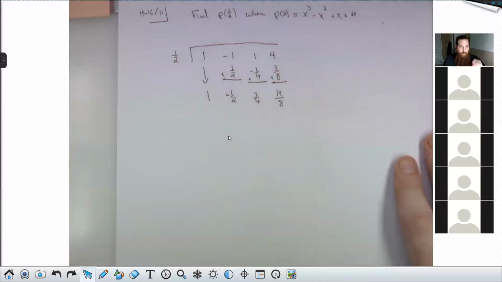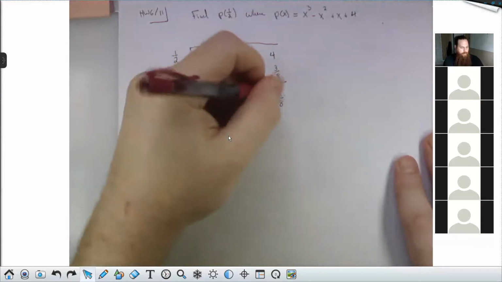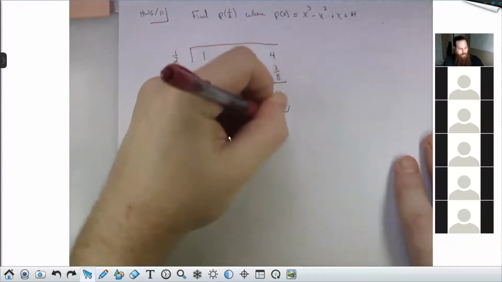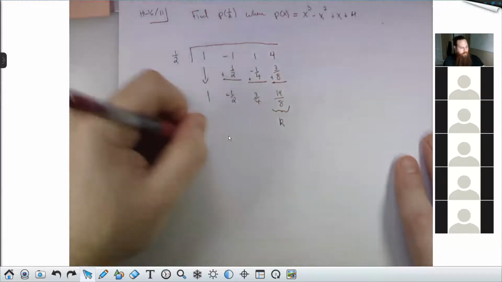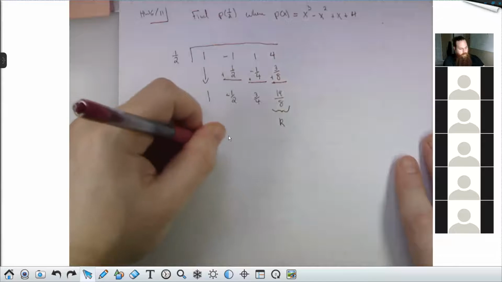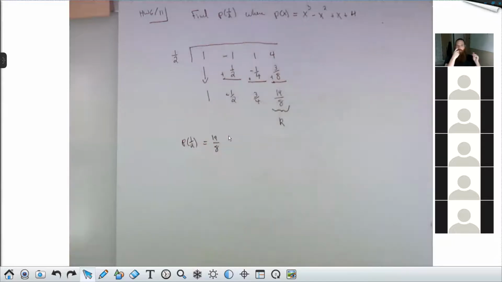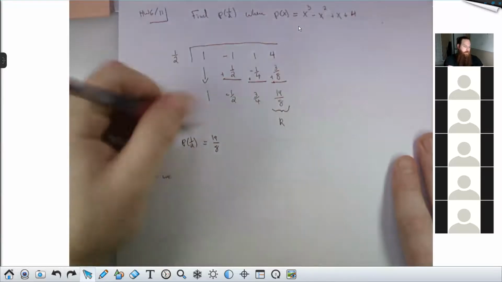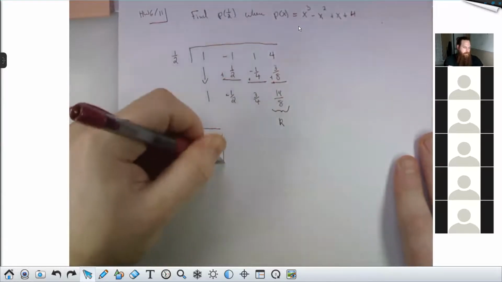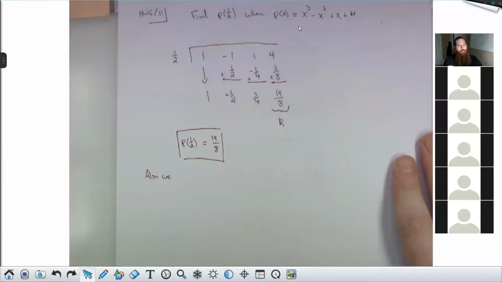So I've learned a bunch of things. First, here's my remainder. So I've learned that P of 1/2 is equal to 19/8. And I never even had to plug 1/2 into this polynomial. My theorem just gives it for free. So that's the solution to the problem, right? Let me be clear about that. This is what we were asked to find. And we're able to do it without ever plugging in.